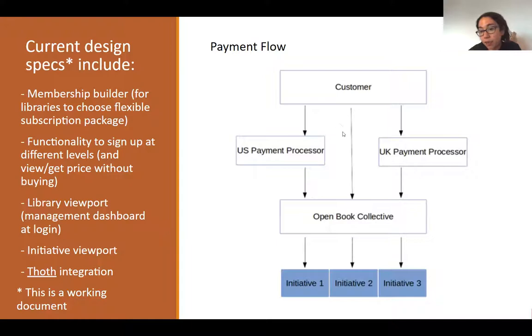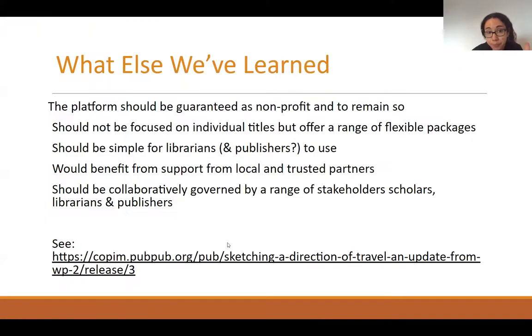And right now, the payment flow is looking something like this: from the customer or the subscriber through the UK or US payment processor. There's going to be European ones as well. I don't know if that goes through the UK one or not. Or directly to the Open Book Collective, and then through to the publisher or infrastructure provider. So that's what it's going to look like.